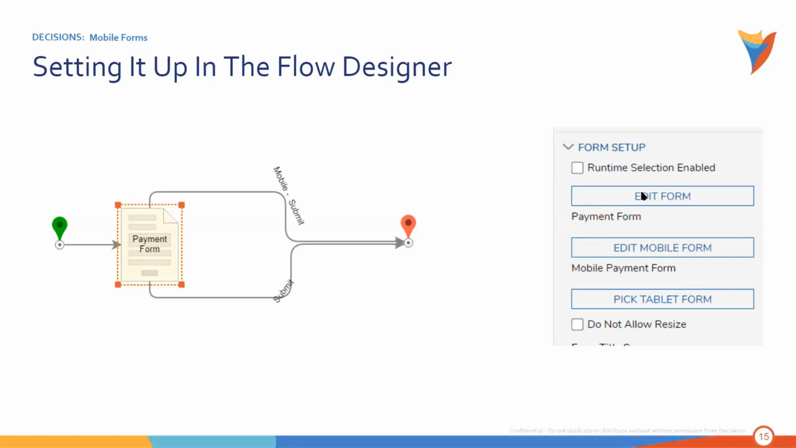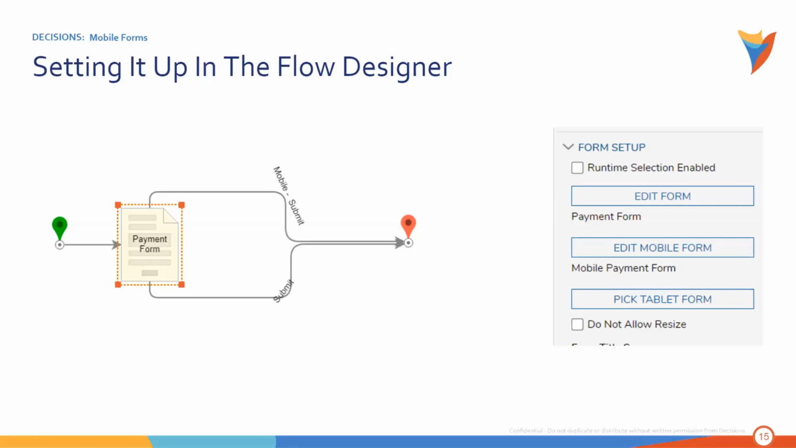You have the ability to select, okay, if a desktop is running it, I want this form to run. However, if a mobile device is running, I want a different form. And what you're going to notice is you have 2 different outcome paths. And why that's important is because, as we mentioned before, you might be capturing different data on those different forms.